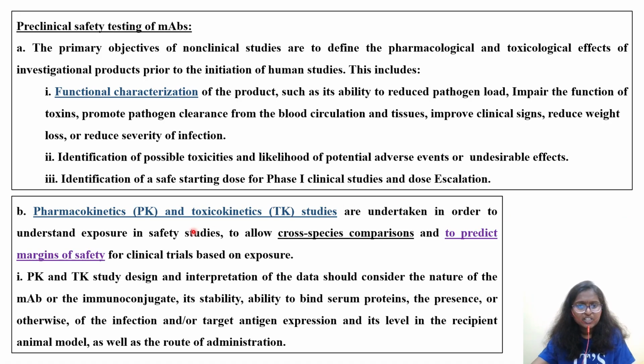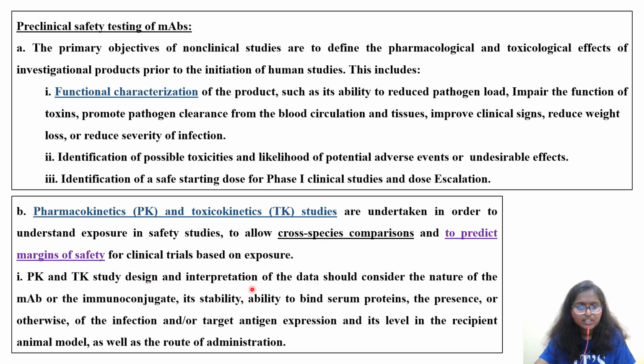Okay, and PK/TK are undertaken in order to understand exposure in safety studies to allow cross species comparison, between mice and rat or human or rat like that, and to predict margin of safety. MOS, margin of safety establishment, is very very important for clinical trials. Based on that only you will be comparing HED, MRHD, maximum recommended human dose or maximum recommended safe dose. Like this comparison will be there.